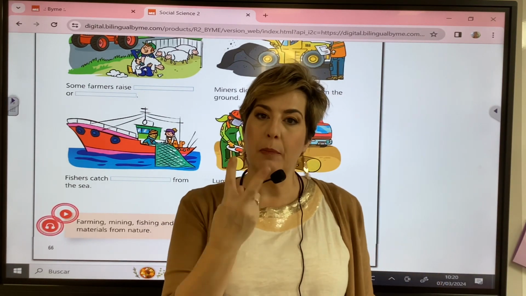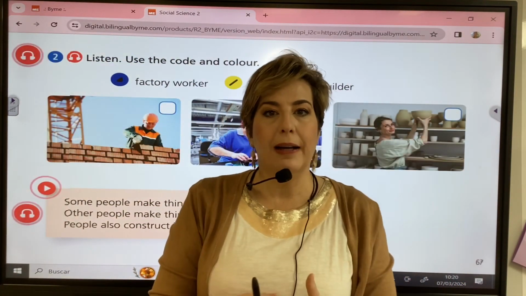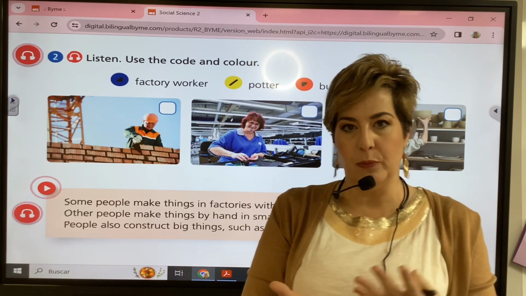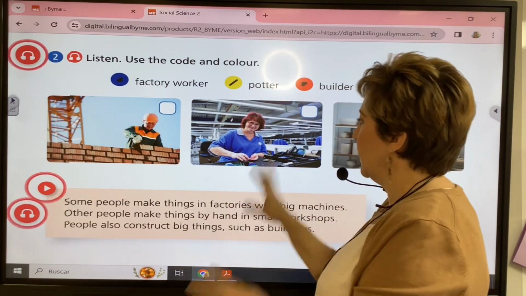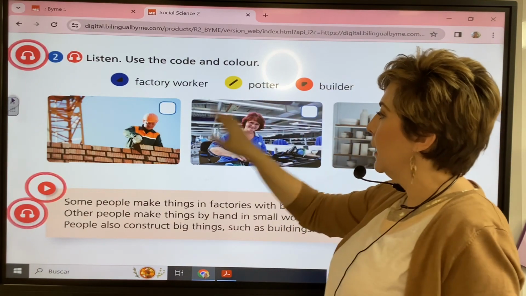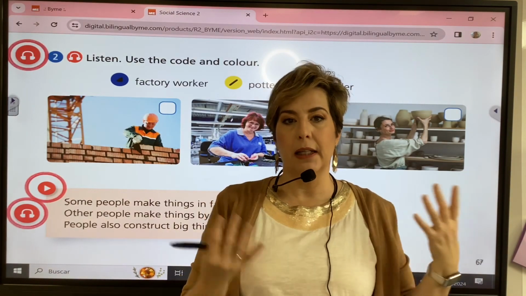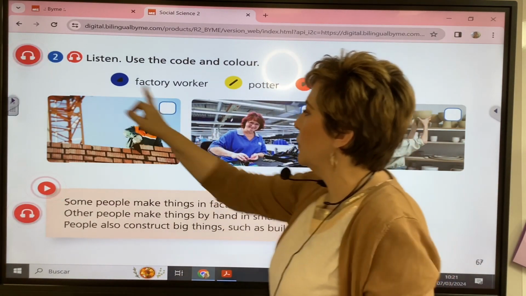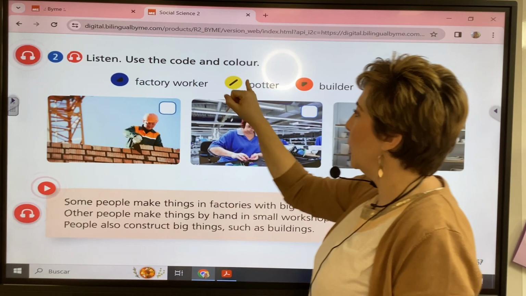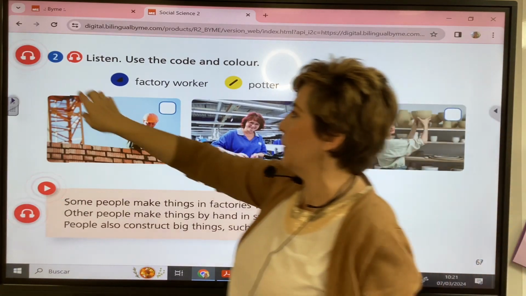Let's go to group number 2. People who make things. We have a listening activity. We have 3 people in this group, or 3 types of jobs. Remember we did factory worker, so people who work in a factory. Potter, and we also said that we could say any type of artisan is in this second group. And also builders. Listen, and let's do the activity following the color code. Blue for factory worker, yellow for potter, and red for builder.